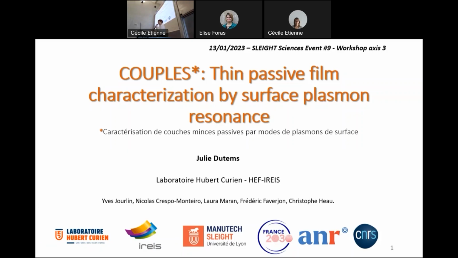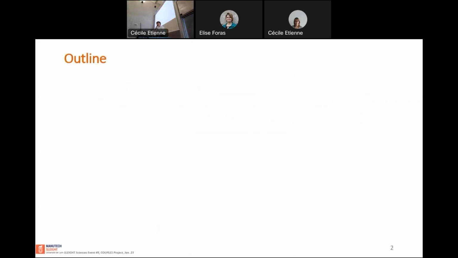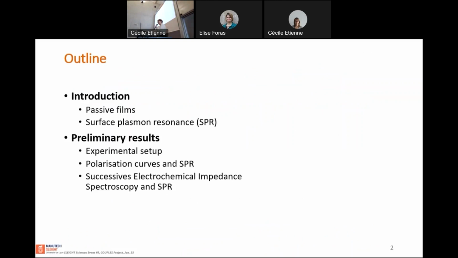During this presentation, I'm going to start by explaining what a passive film is and what surface plasmon resonance is. I'm going to present the preliminary results obtained during the project, with the presentation of the experimental setup, a polarization curve with the SPR, and successive electrochemical impedance spectroscopy with the SPR. I'm then going to continue by explaining the calibration of our system, and finish with the conclusion.